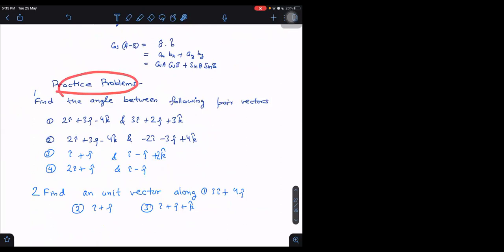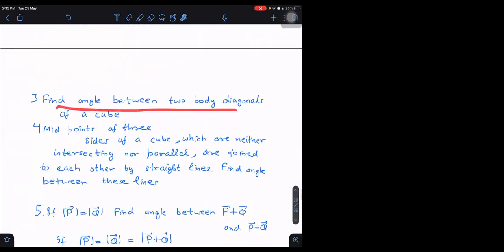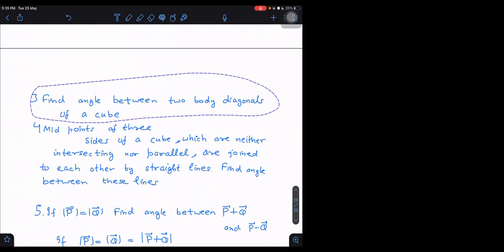Practice problems I am giving you, simple practice problems. What is the angle between the following pairs of vectors? You can try it yourself and tell me tomorrow what answers you get. Find the angle between two body diagonals of a cube. Try these also, and I will discuss tomorrow whether you have got the right answer or not.